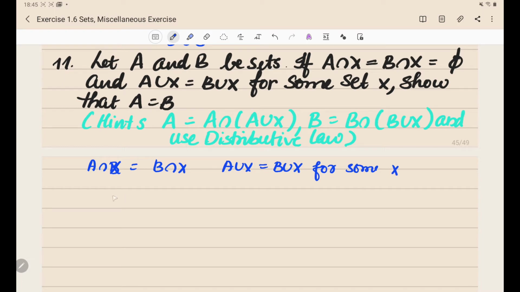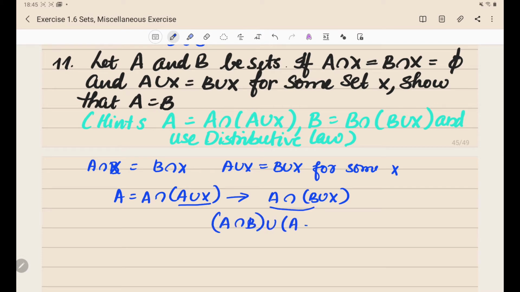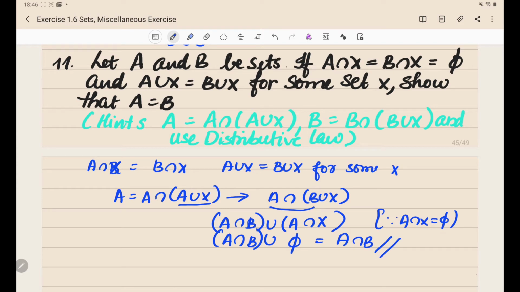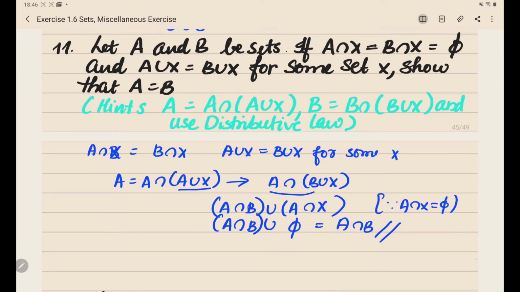Right? And the hint is given that A is equal to A intersection (A union X). It is true, right? Now let's use A union X, which is the same as what? A intersection (B union X). We can write it like this also, right? Because A union X is equal to B union X. Now let's apply the distributive law. What is that? (A intersection B) union (A intersection X). And in the problem it is said that A intersection X is equal to phi. Since A intersection X is equal to phi, you can say that (A intersection B) union phi is equal to A intersection B. So we have proved the first one. Now let's take B.